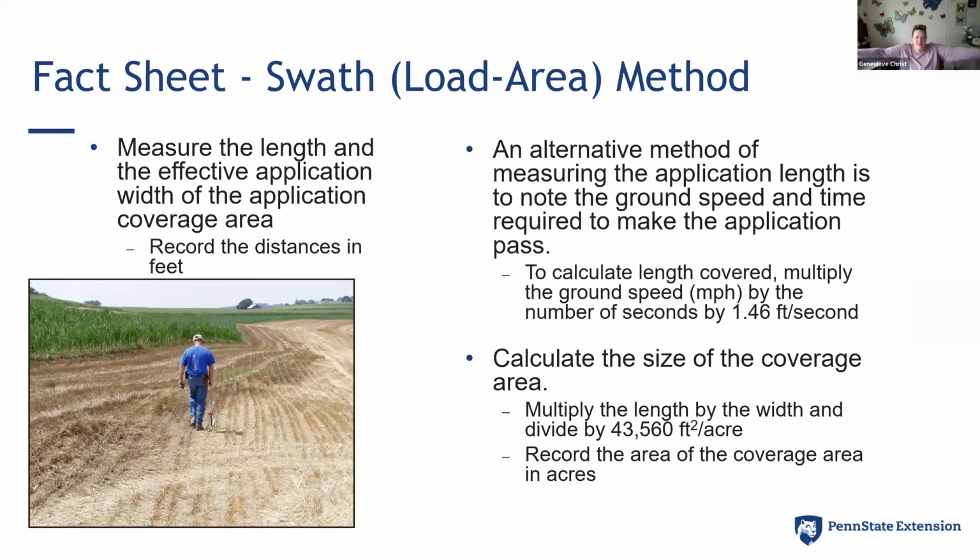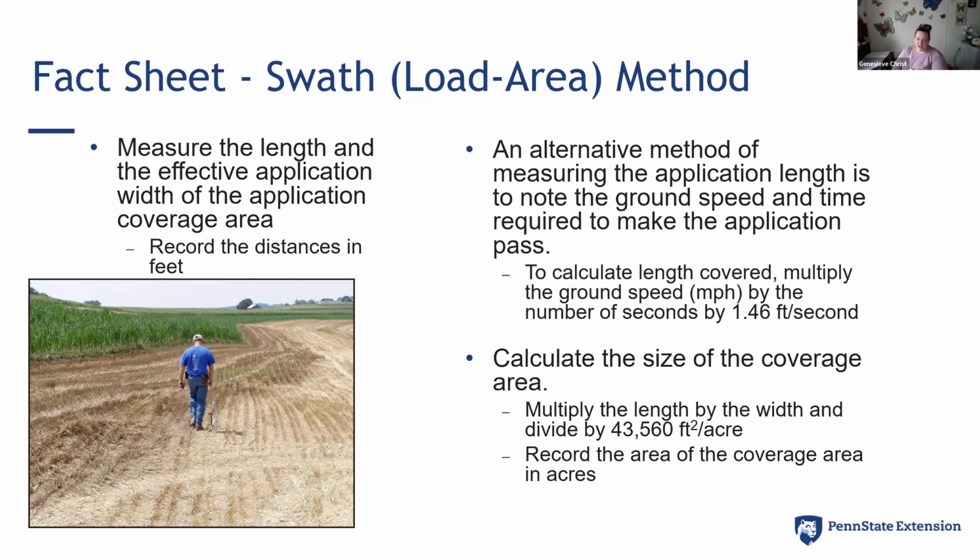Once that whole load has been spread, you're going to measure the length and the width of the application coverage area. You're going to do this in feet. This is why we need a calibration wheel. You're going to walk out and measure the area of the field where the manure was actually spread. That's why a rectangular pattern is helpful, because it makes the math a lot easier, and you don't have to be trying to figure out triangles and extra pieces and sides and everything.